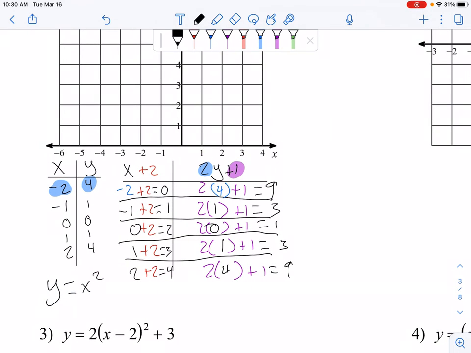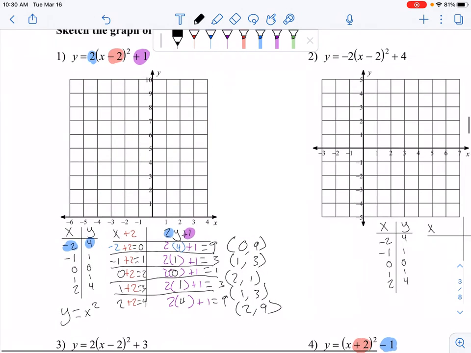And then once I've worked those out, each set becomes an ordered pair. So this is 0, 9. This is 1, 3. I'm getting them from here and here. 0, 9, 1, 3. So 2, 1. I have 1, 3 and 2, 9. And then if I were to graph those, 0, 9, 1, 3, 2, 1.